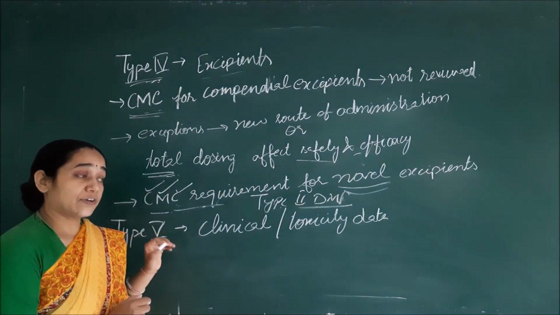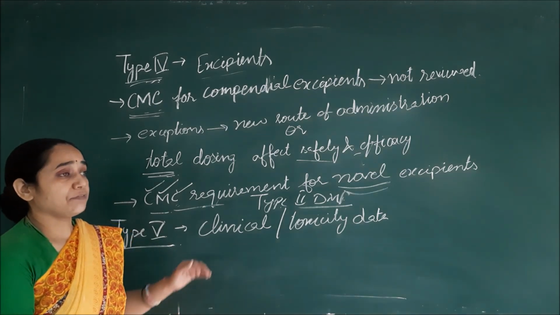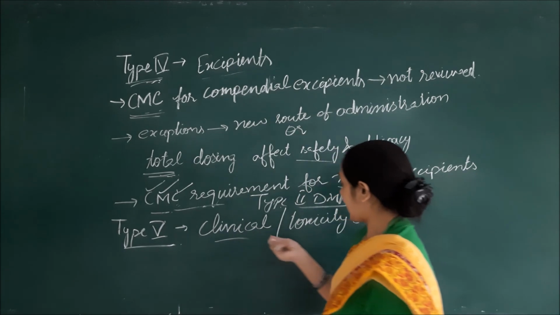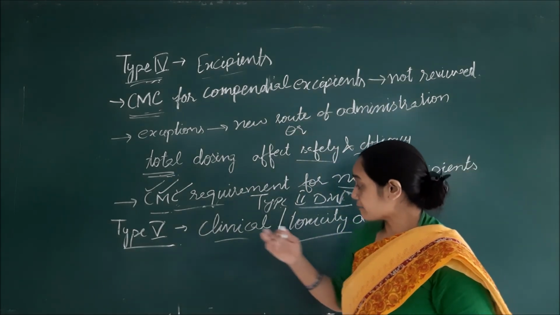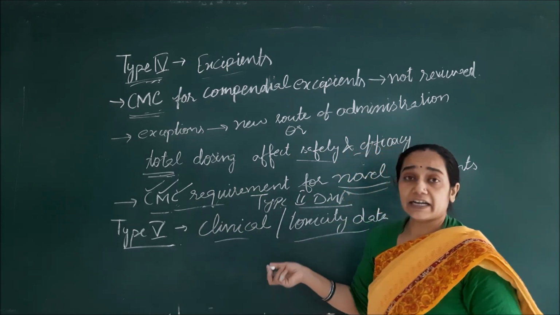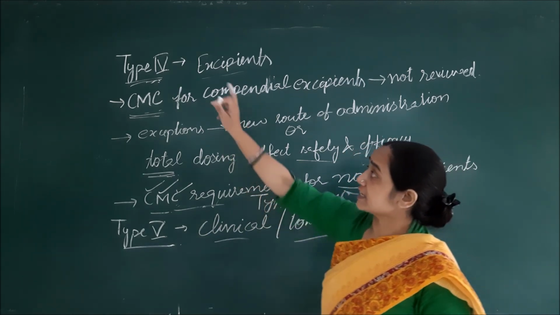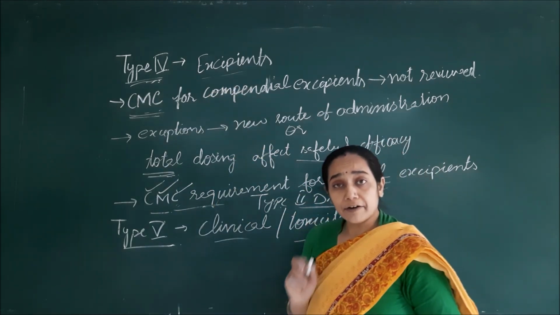And the last one is the type 5 DMF. This type 5 DMF is used to submit the clinical and toxicity data. Now, this type 5 DMF will not contain any information as stated in the earlier DMFs, meaning types 1, 2, 3 and 4.